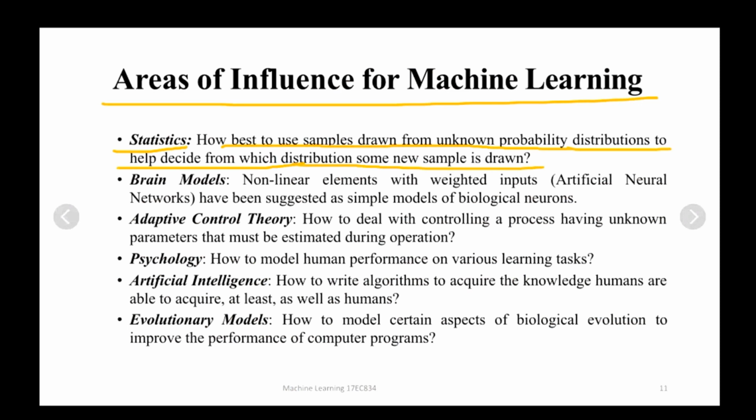Looking at the performance of a particular stock over so many weeks or days, how it is going to perform for the next week can be predicted with the help of machine learning algorithms. Brain models, which is nothing but artificial neural networks, will take help of machine learning. As I said, ANN, artificial neural network, as well as deep neural network are all part of machine learning. Those are the sub areas that come under machine learning.